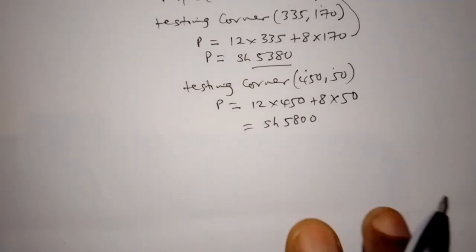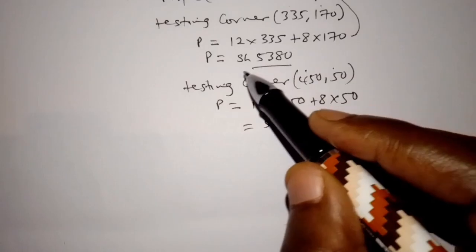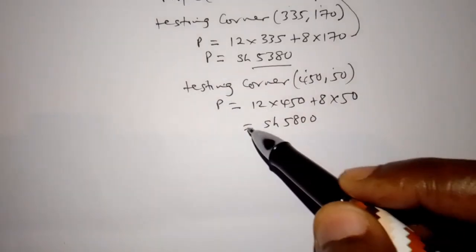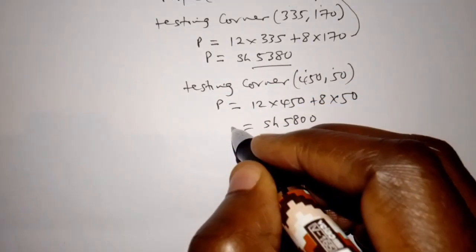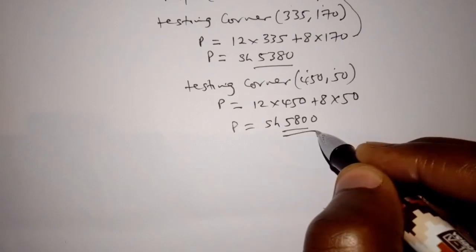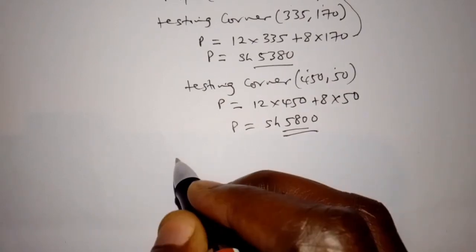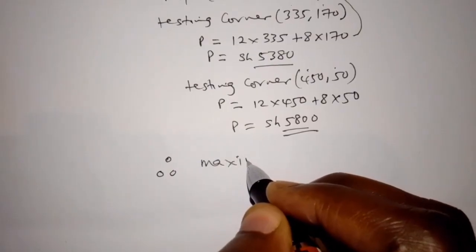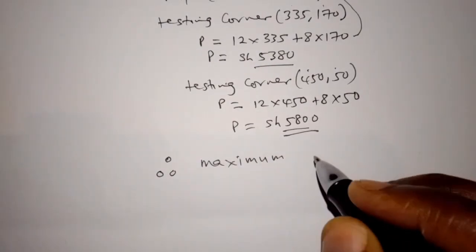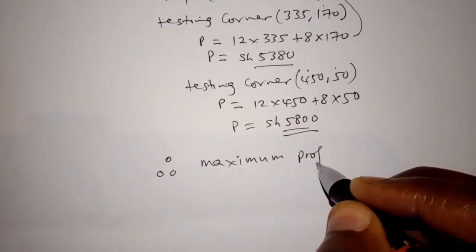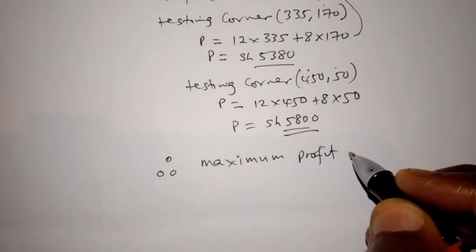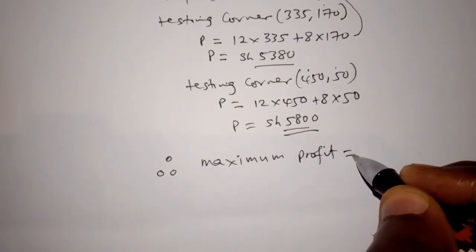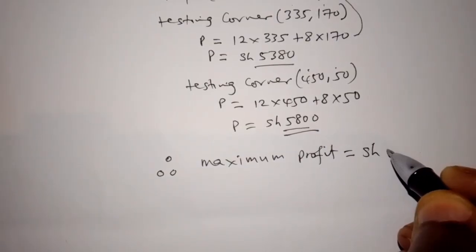Therefore, when we compare the profit here and the profit here, this is the maximum profit. Therefore, we can say that the maximum profit which is required is shillings 5,800.